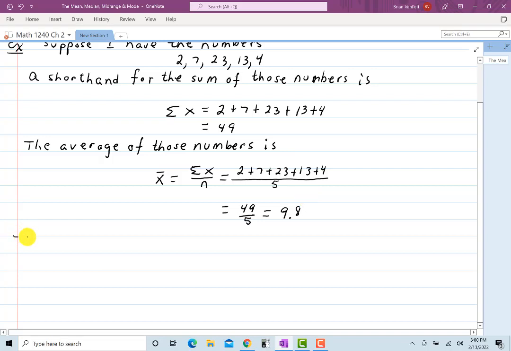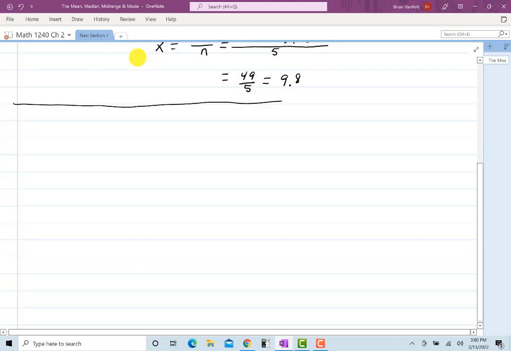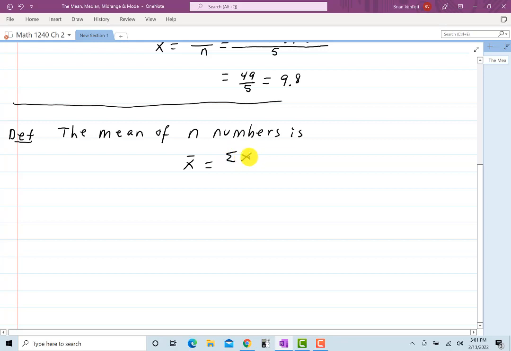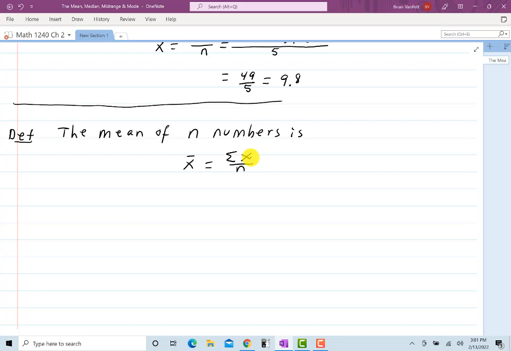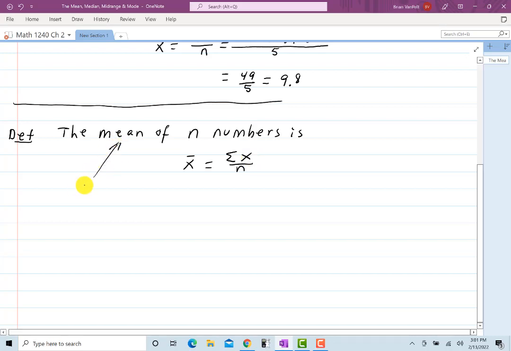So this leads us to the first definition. The mean of n numbers is x bar equals sigma x over n, where n, of course, is the total number of numbers. Another term for this is the average. So either one of those words will be fine for this course.